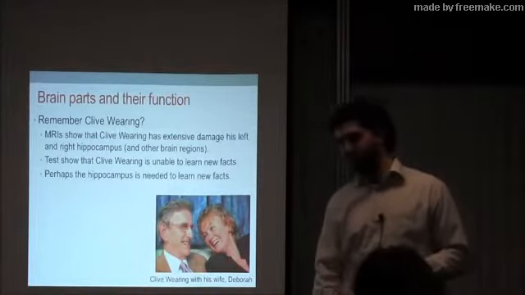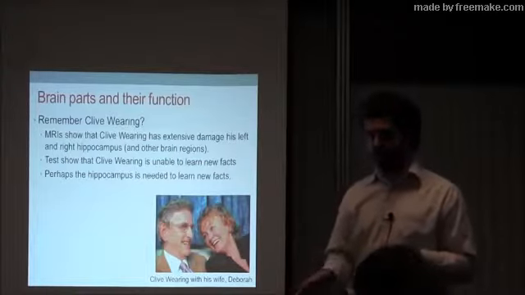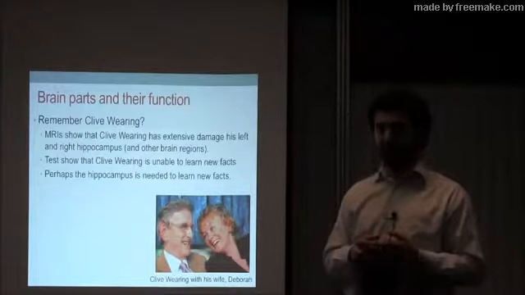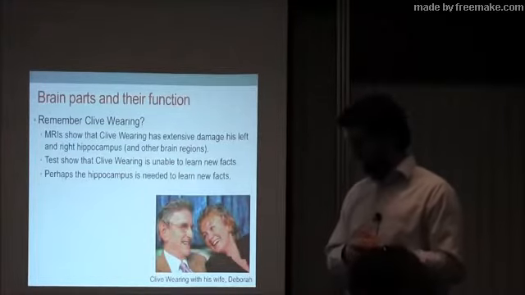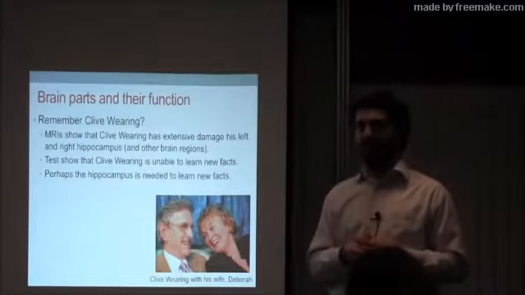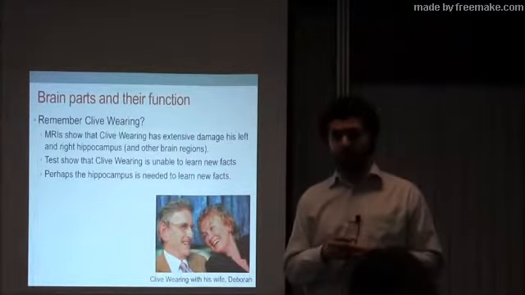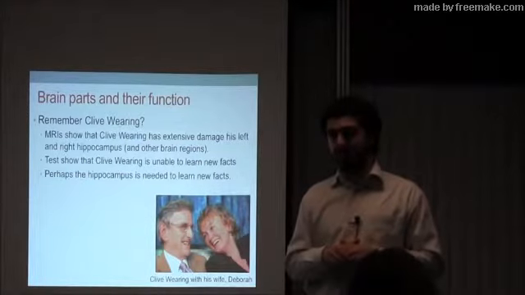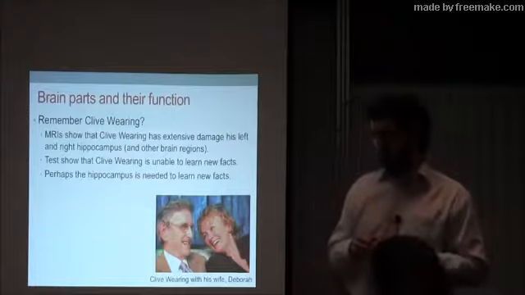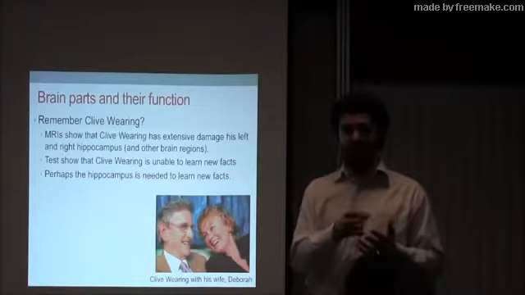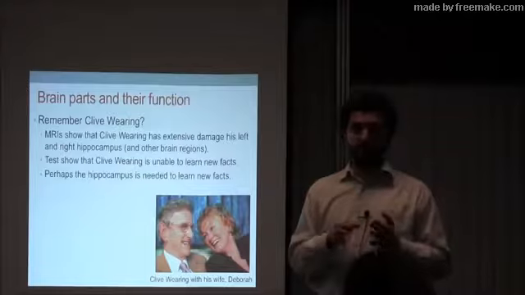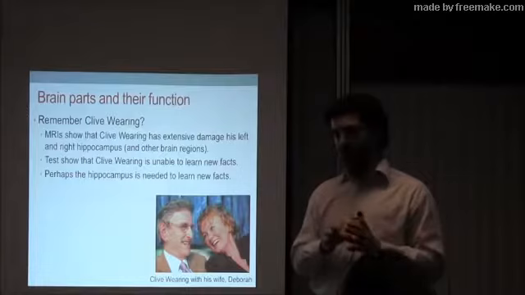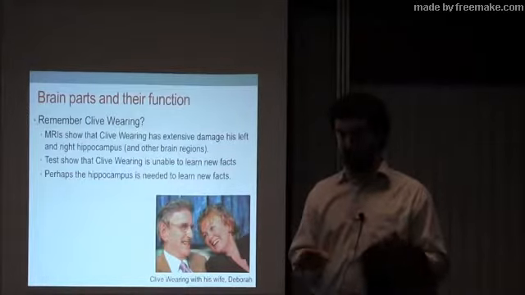This is another example. He's a very famous pianist. His name is Clive Wearing, and if you go on YouTube, there is a documentary on BBC on this particular pianist. What happened to him is that he had encephalitis, viral infection of the coverings of the brain, and he ended up having structural deficit in the medial temporal lobe area. From that point on, he was unable to store new memories at all.